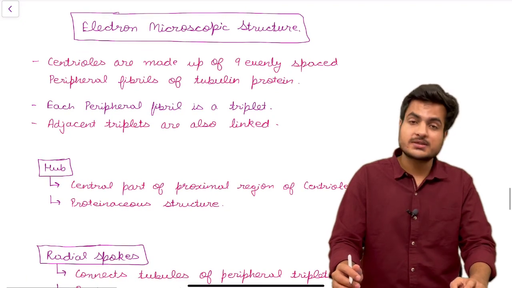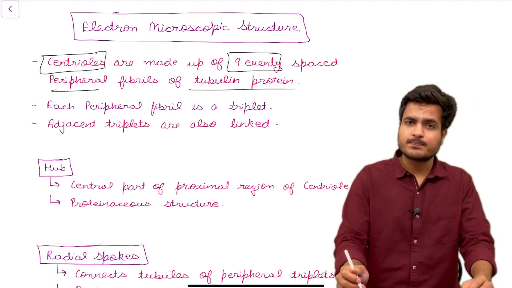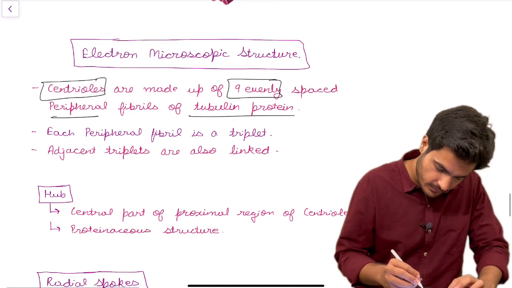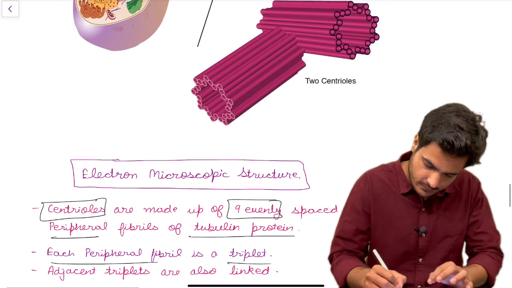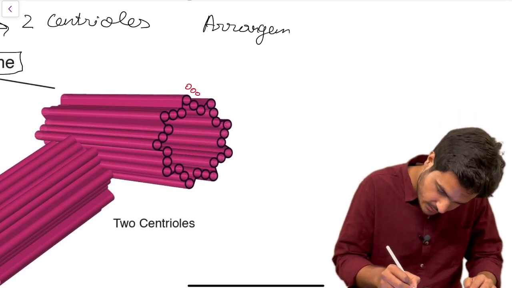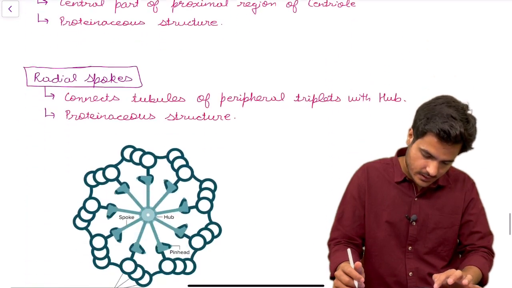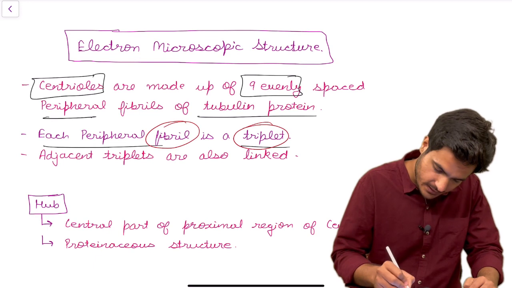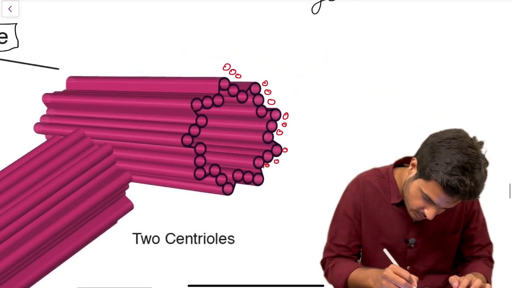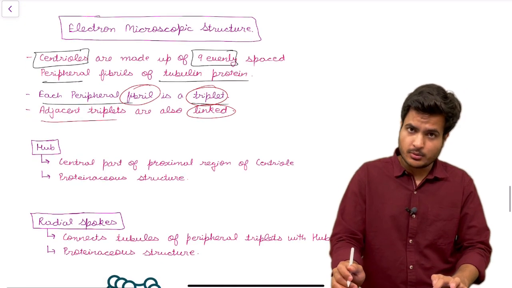Now let's see the electron microscopic structure of a centriole. Centrioles are made up of 9 evenly spaced peripheral tubulin proteins. Since this is a tubulin protein, this is made up of microtubules, that is alpha tubulin and beta tubulin. Each peripheral fibril is a triplet. If we see this diagram, we can see that in a centriole there are tubulin triplets 1 2 3, 1 2 3, 1 2 3, again 1 2 3. These are arranged like a cartwheel appearance, and adjacent triplets are also linked to each other. It is very prominent that each triplet is linked to the next.